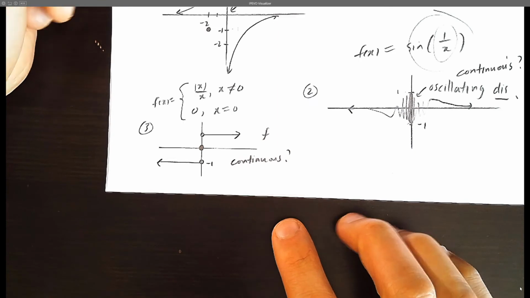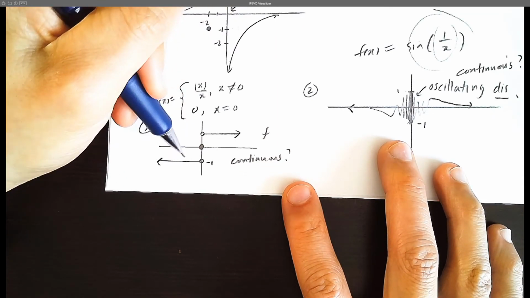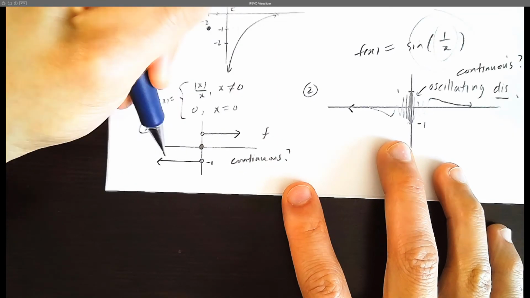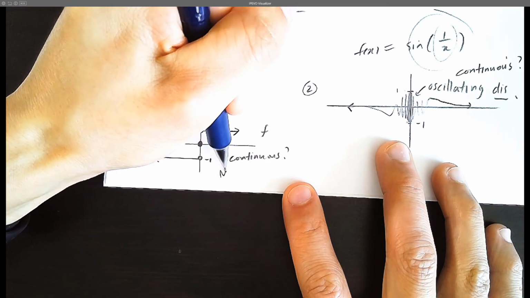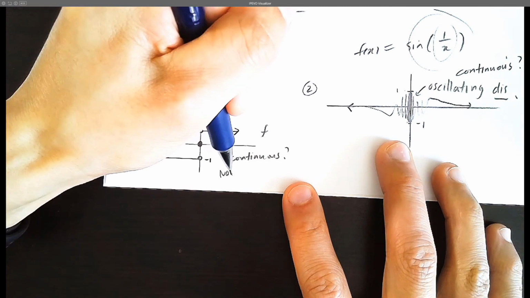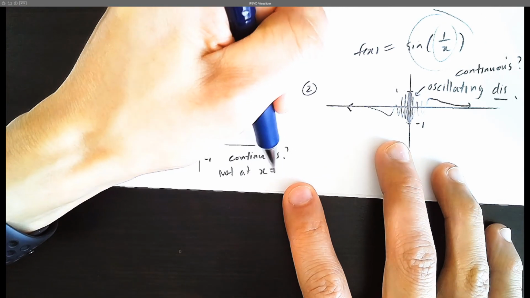And as you can see, when you take a solid line and you draw it across, if you have to lift your pencil, it's not continuous. So we're going to say it's continuous everywhere, but not at x equals 0.